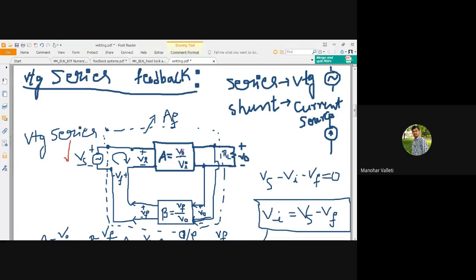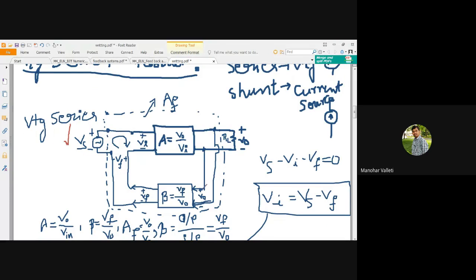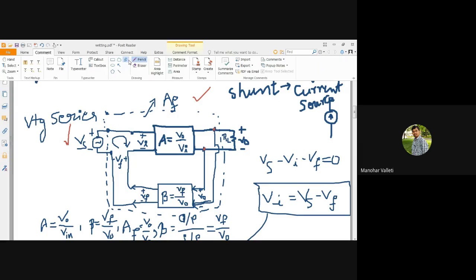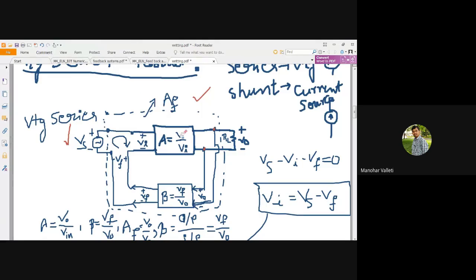This is the block diagram of voltage series feedback. Please observe here, what you are doing is voltage series, right? Voltage is with regard to output, so you are taking the output voltage across two terminals and applying it to the feedback network. If you want, I will erase whatever I have written here and rewrite it once again for your understanding.